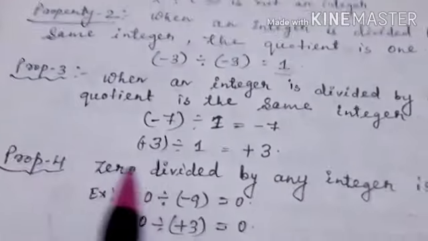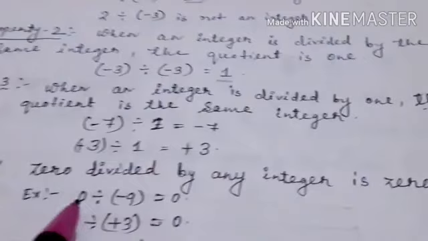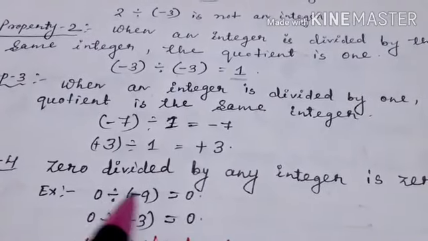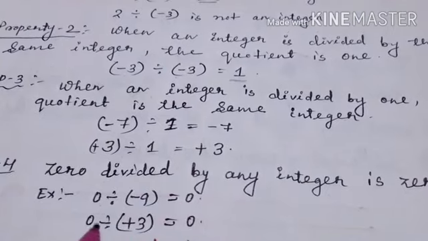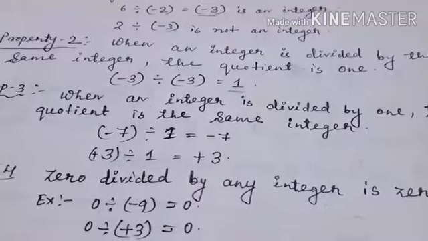Then property 4: 0 divided by any integer is 0. When you divide 0 by any integer, you will get 0. 0 divided by minus 9 is equal to 0. 0 divided by plus 3 is equal to 0. Now we will go to worksheet 7.